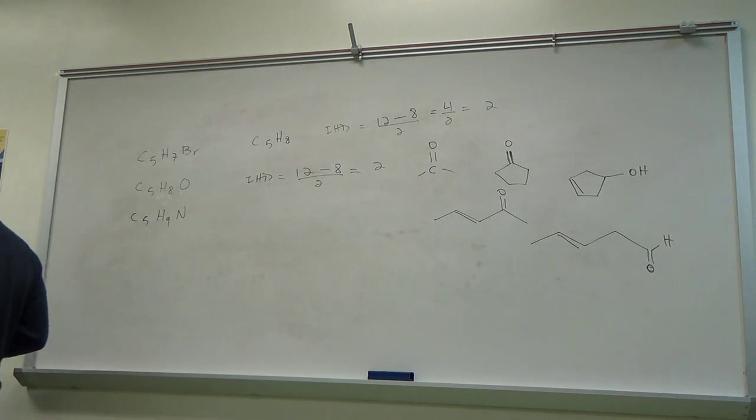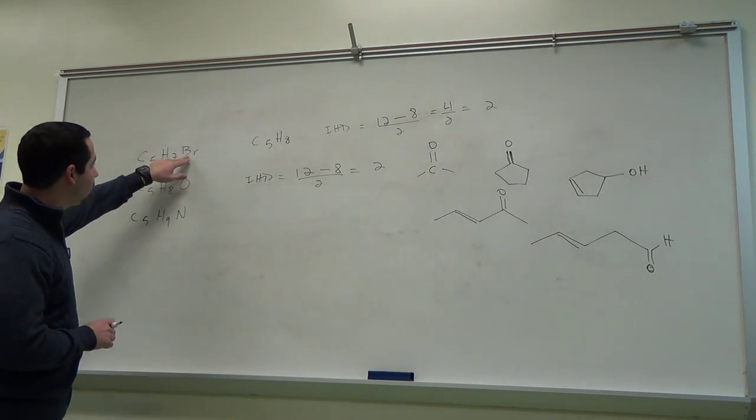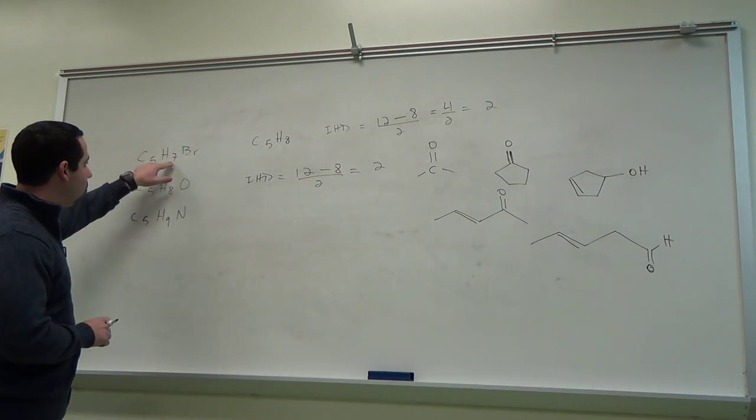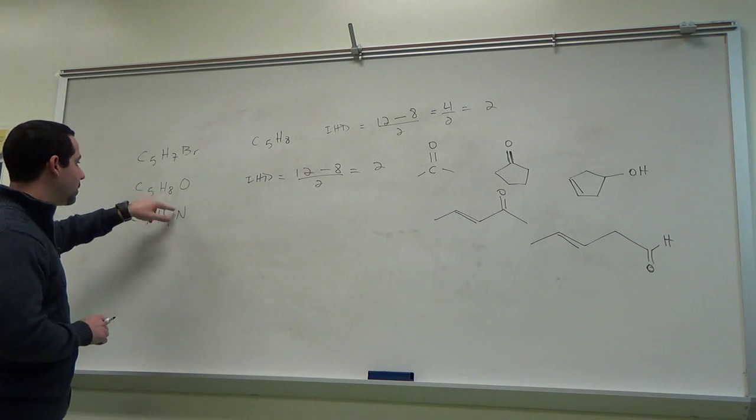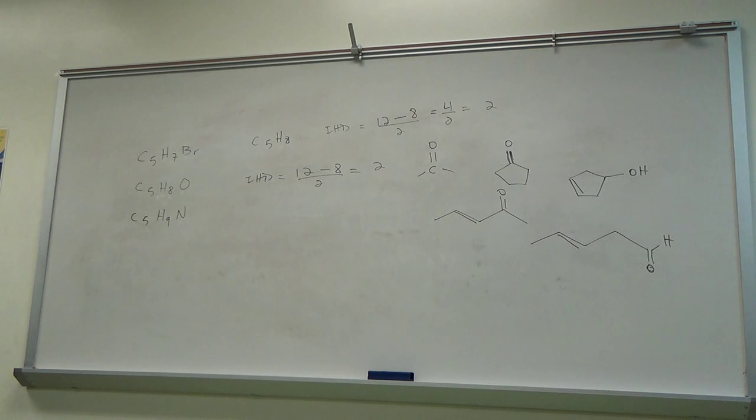And when you have a nitrogen, what do you do to the number of hydrogens? You subtract one. Look here. Halogen, what did you do? Add one. Oxygen, what did you do? Nothing. Nitrogen, what do you do? Subtract one. That's right. But that is not what you're going to find in your book.